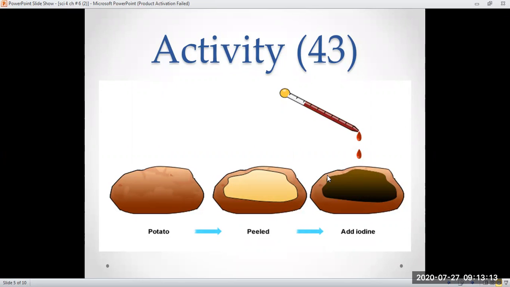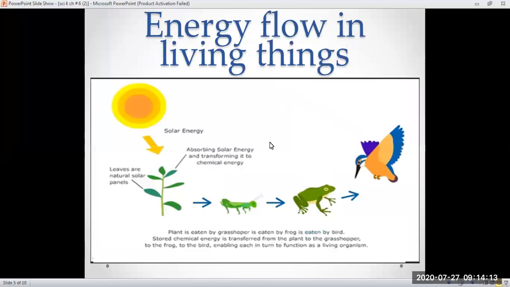This is iodine. Read in chapter number 1, in carbohydrates, we have seen carbohydrates are rich in potatoes, rice, and sugar. Starch is also a type of carbohydrate. So to indicate the presence of carbohydrate, we do this test: we add the iodine. If the color of the potato changes to bluish black, it means that starch is present in that potato. If it doesn't change its color, it means that starch is not present in that potato.